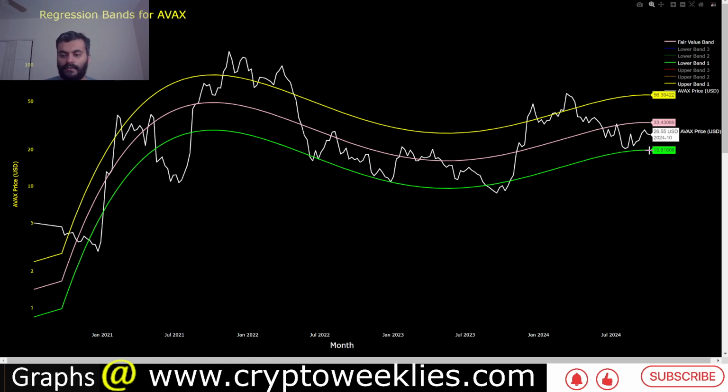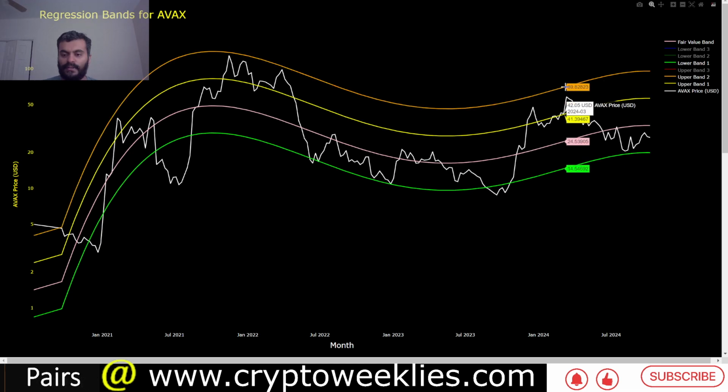The one standard deviation bottom on the regression is coming in at around $20, the fair value at around $33, and the ceiling at around $56. The last time Avax went to $56-$58, that corresponded to close to the two standard deviation ceiling. At that time the two standard deviation ceiling was $70. Now it's close to the one standard deviation ceiling.